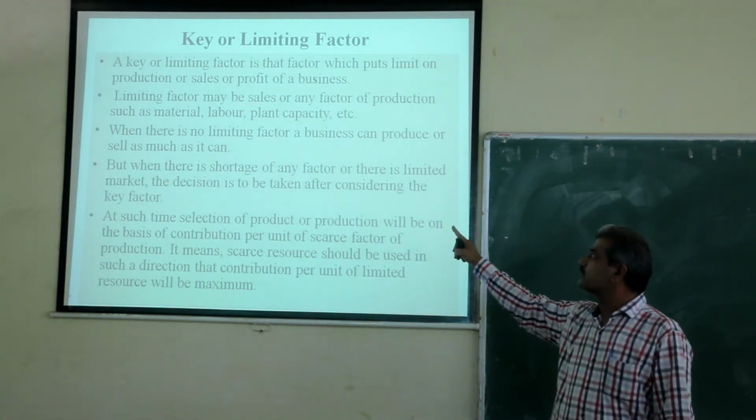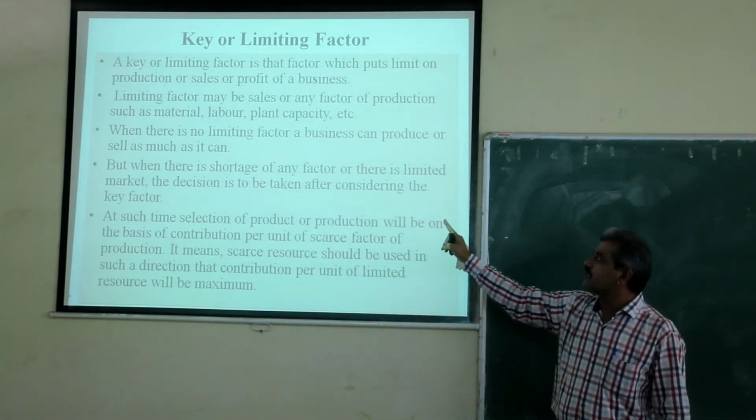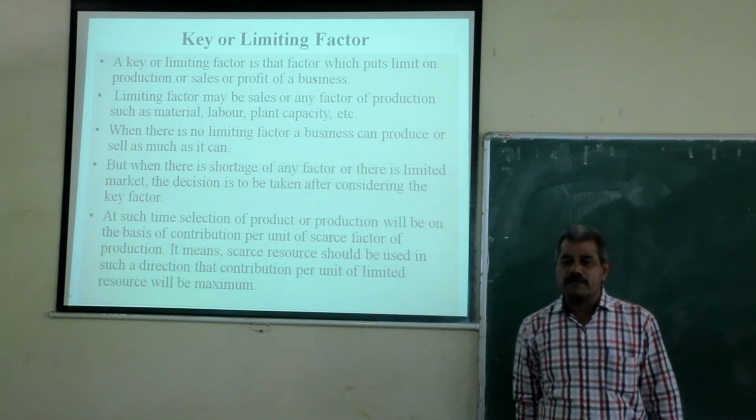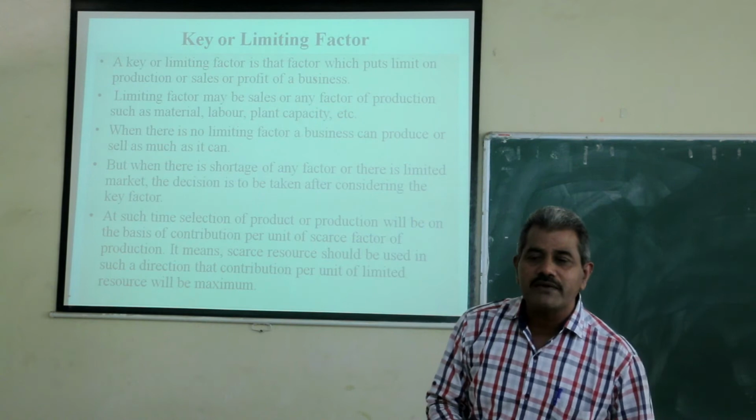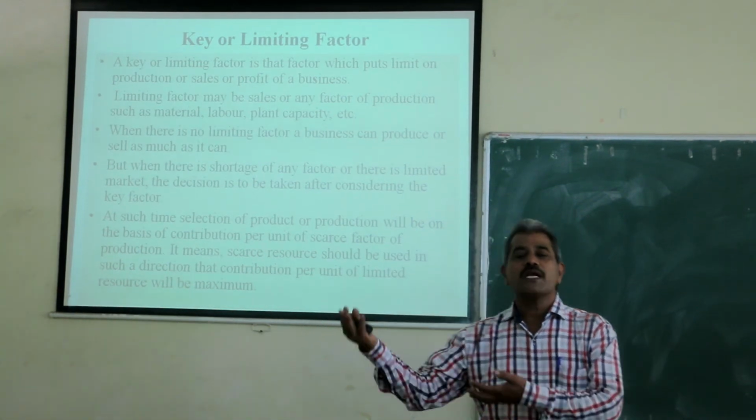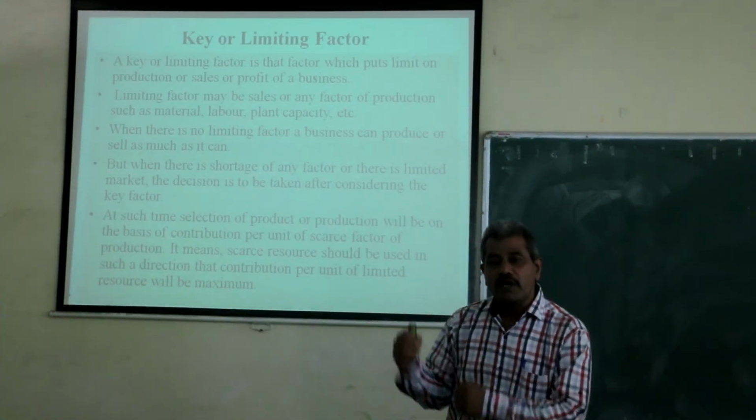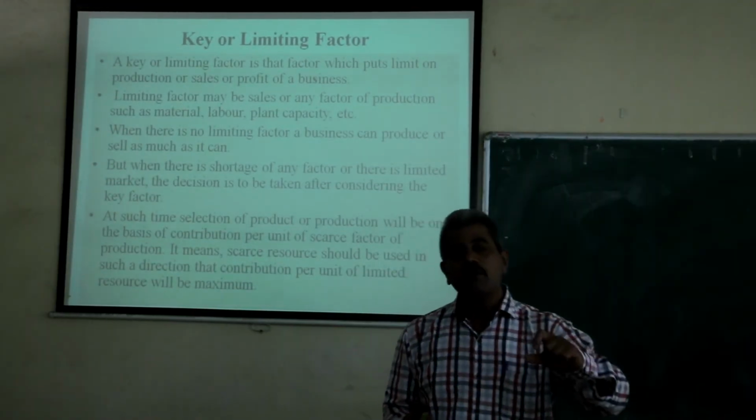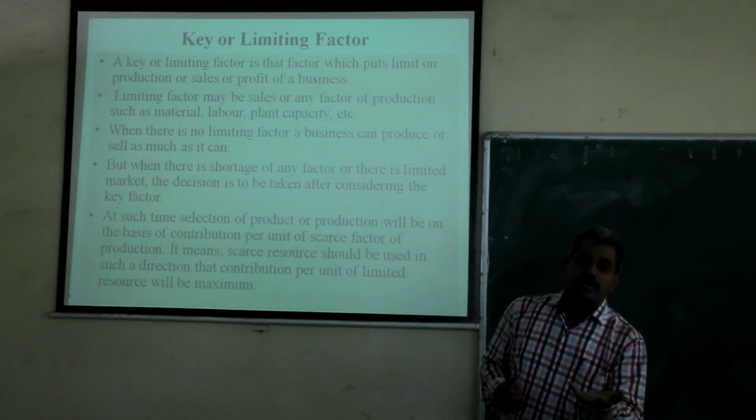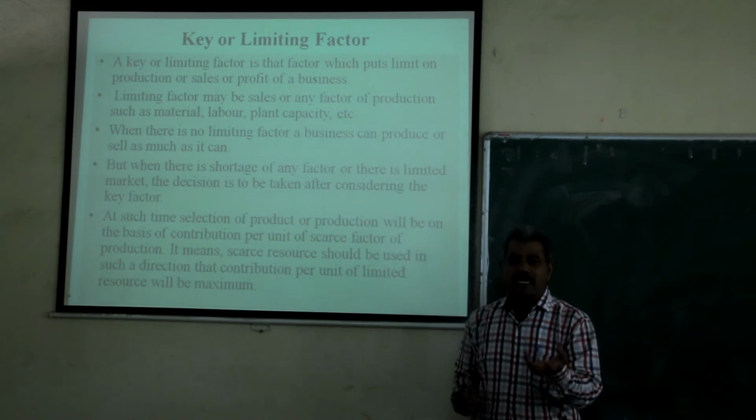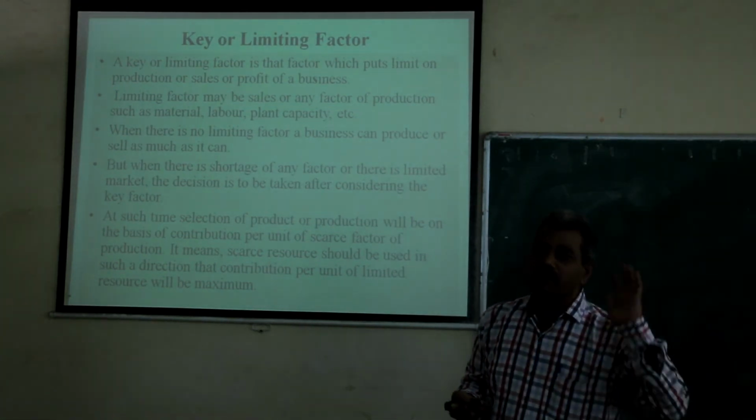But when there is a shortage of any factor or there is limited market, the decision is to be taken after considering the key factor. It means, suppose you are having machine capacity, suppose you are having labor, but if you are not having raw material in sufficient quantity, then here the raw material is your limiting factor. Because if no raw material is available, then you cannot produce more than the availability of raw material. So raw material is limiting factor.